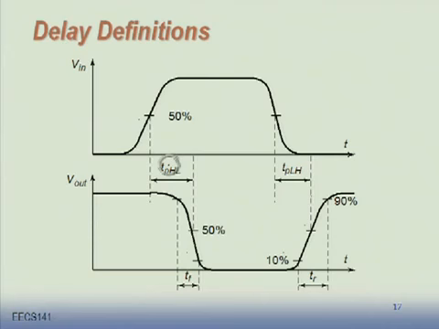Propagation delay is defined as 50% from the point where the input reaches, calculated as the time that it takes for the gate to go from this point to that point. LH is defined equivalently for the low to high transition at the output. It's the point from where the input reaches.